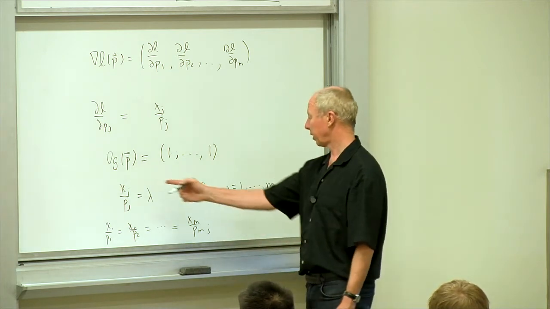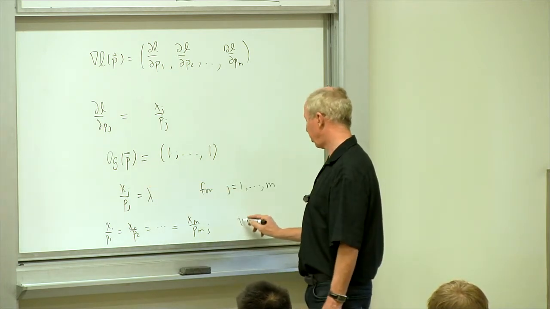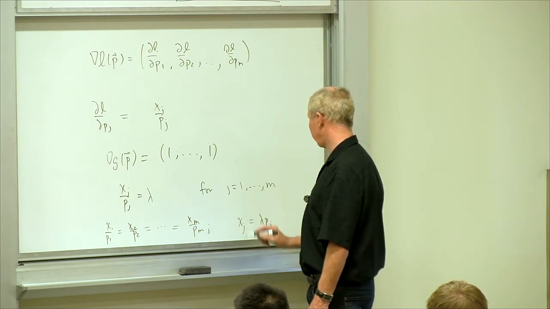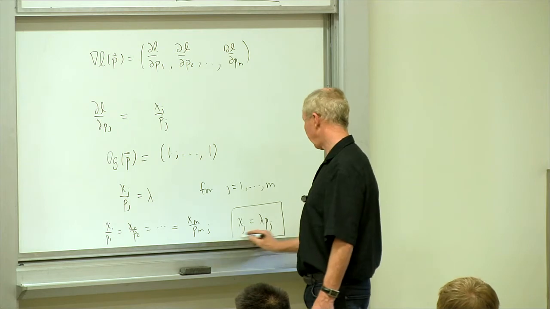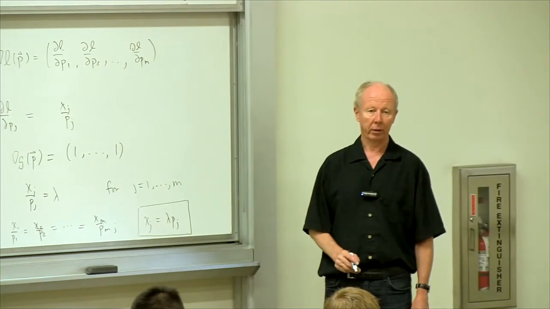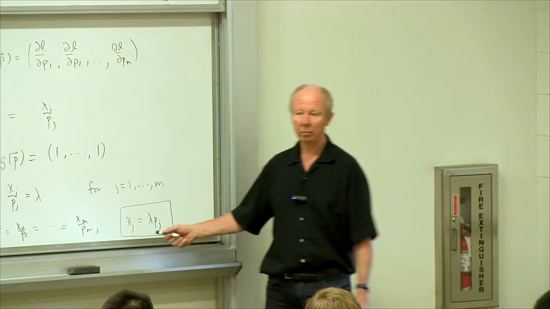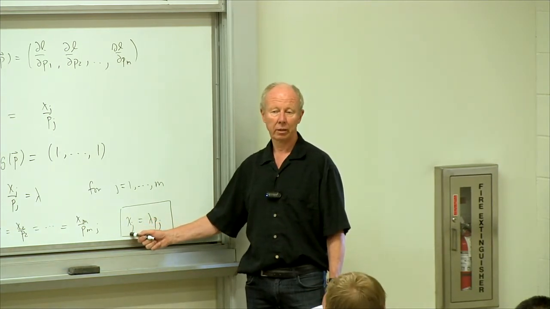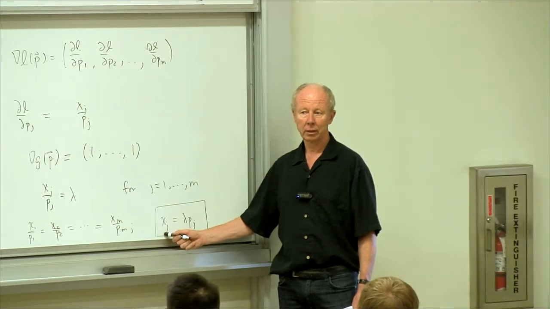Or I guess I could also say xj is lambda times pj. Maybe it's better to look at this. This must hold for all j. So what happens if I add up this side in j? What do we get?